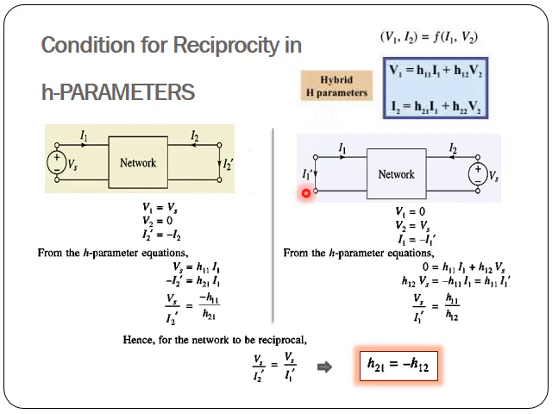Now again, by the two networks, we simply find the value of Vs upon I2 dash, that is excitation by response, in terms of the hybrid parameters. Using the two equations, we get minus H11 upon H21. Similarly, for this network, we get Vs upon I1 dash as H11 upon H12. Now equating these two, we get the condition for reciprocity in terms of H parameters as H21 equals minus H12.